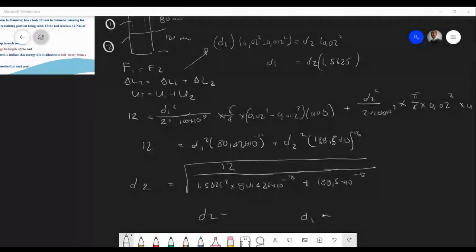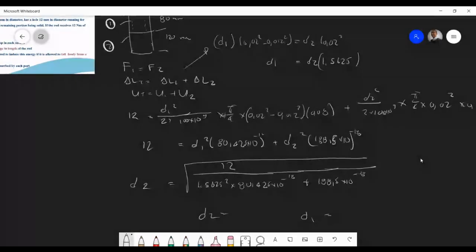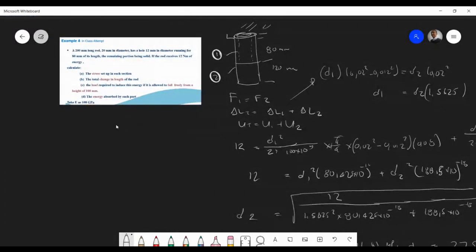All right. Can we get those stresses quickly? So stress 2 is 176.61 megapascals. Okay. And then stress 1 is 275.87 megapascals. Okay, sweet. I'm hoping this is all correct. Okay, so that's the first part: the stress in each section.